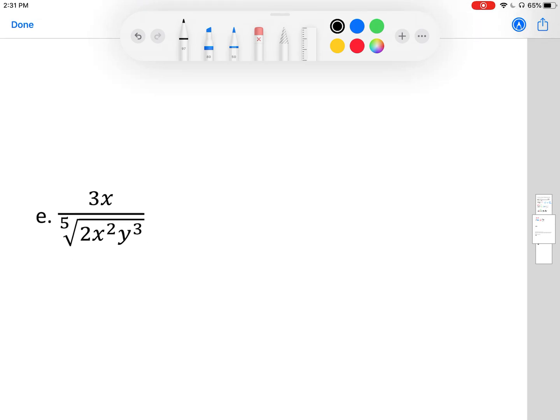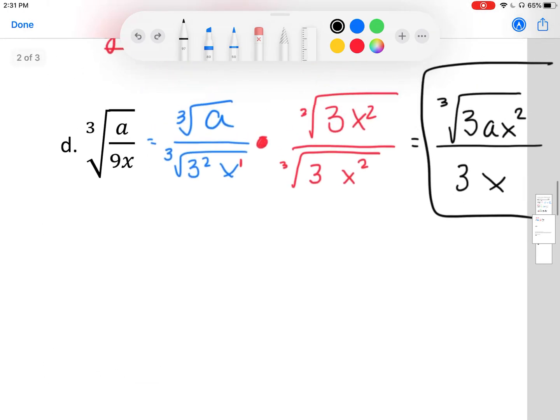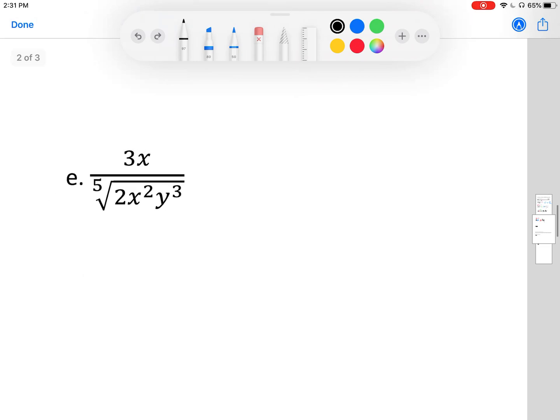Now, why do I say keep track of your numbers? It's because whenever you have a really big index, like the fifth root. Now here, our radical is only in the denominator. So we want to multiply by a special one so I can get 5 of each copy. I have 1, 2, 2 x's, and 3 y's.